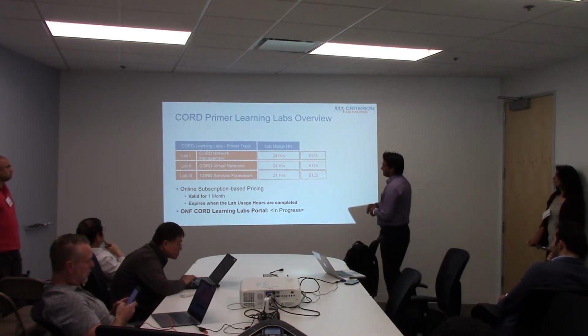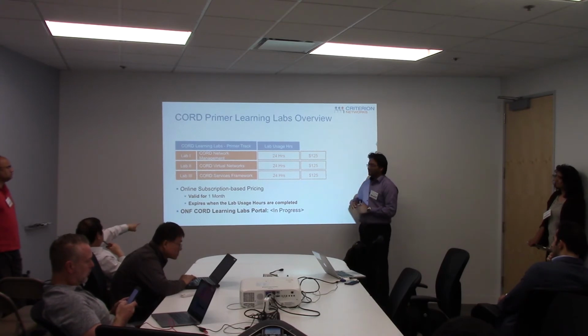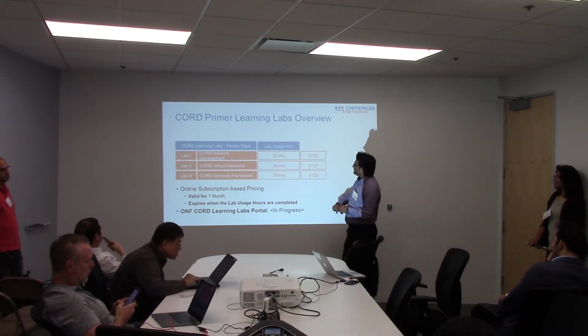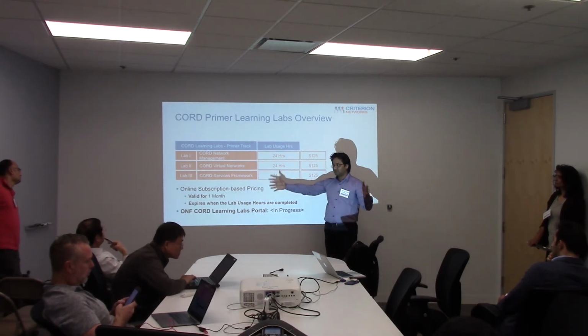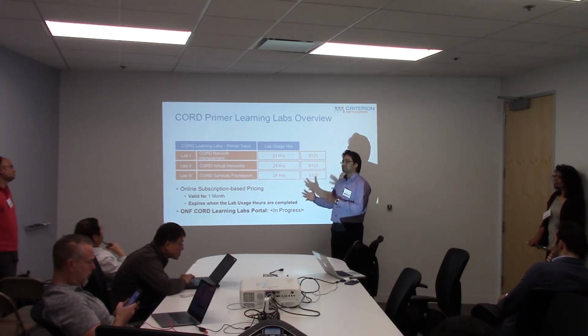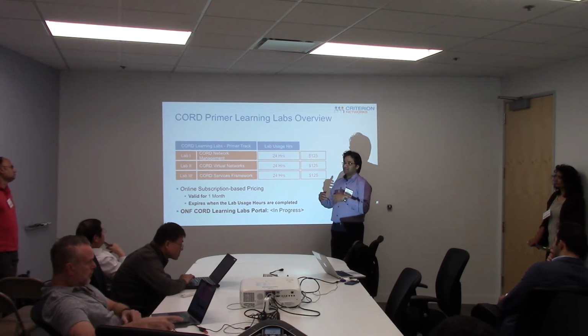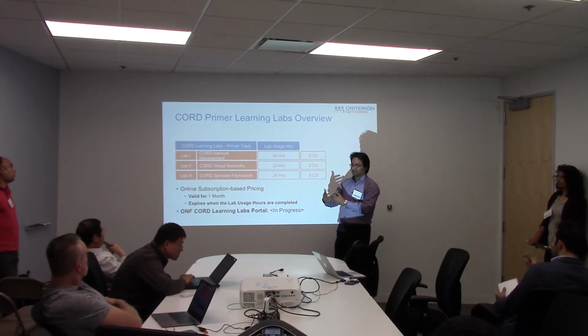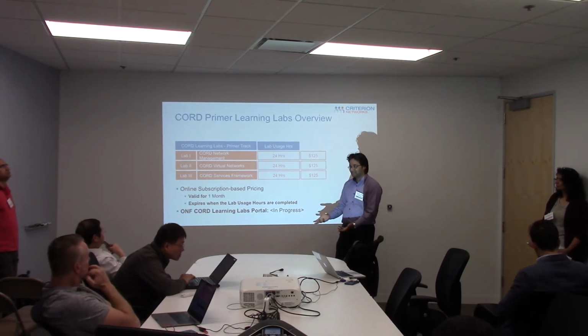So that is essentially what we currently have. How many hours for that? One month? So one month will be the overall subscription period, but you have 24 hours of active usage time, right? So if you split it up and let it run for 24 hours, then it will expire.